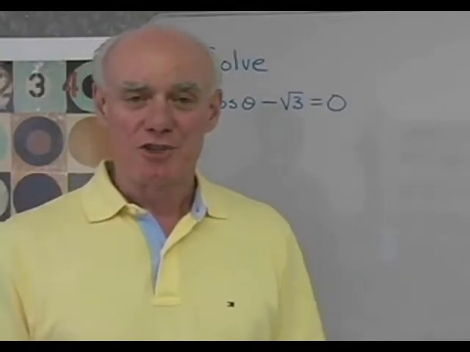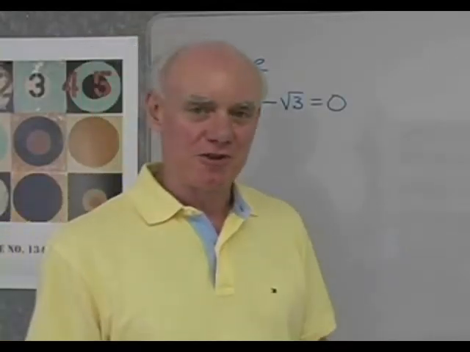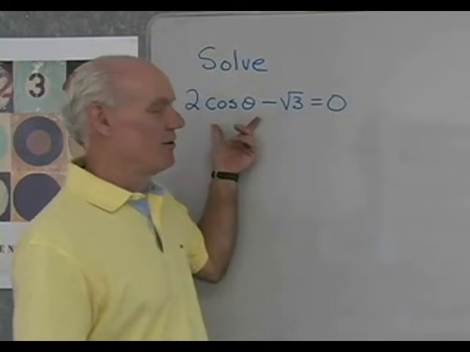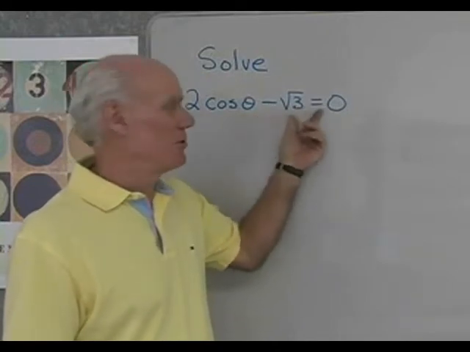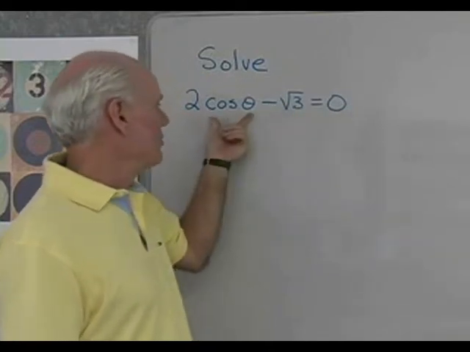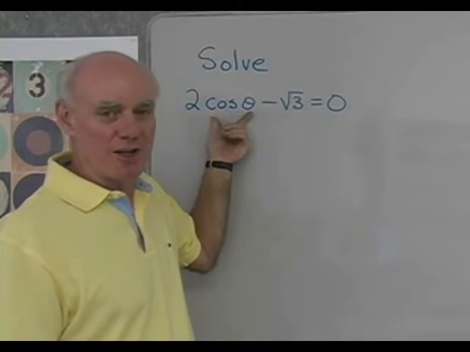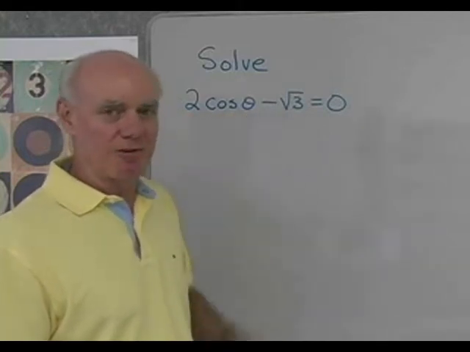We want to start our work with solving trigonometric equations. Here's the first one I've written on the board. Let's solve 2 cosine theta minus square root 3 equals 0. We're going to treat the whole expression cosine theta as if it was just a single variable.